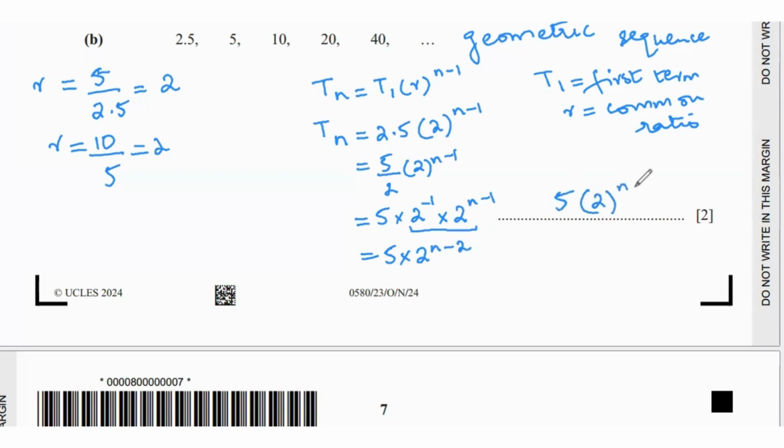So this is your simplified version for the nth term. You should get a mark for this as well because technically speaking, it's the same thing. But it's always better to simplify it if possible. So this is the fully simplified version of the nth term for this sequence.